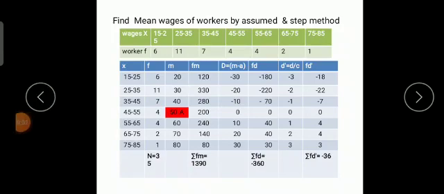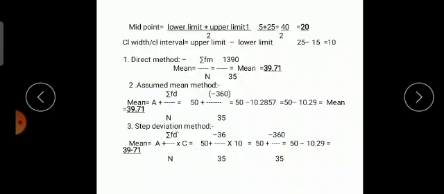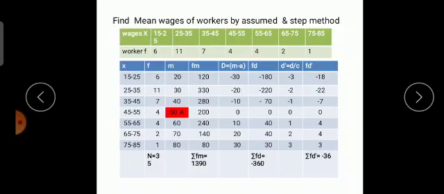Find the mean wages of workers by the assumed mean and step deviation methods. By the assumed mean and step deviation method we will take all three methods. Direct method also we will do.